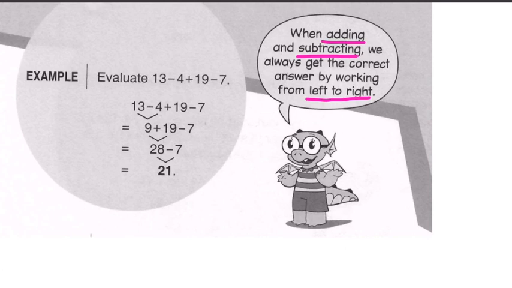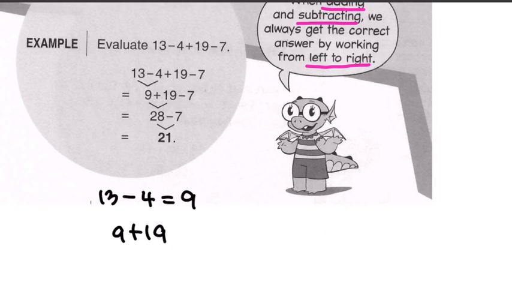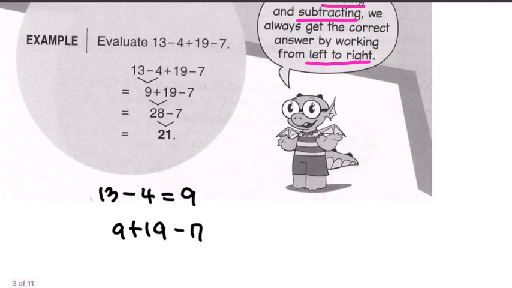So, like our friend told us, we're going to work from left to right. And so, from left to right, we're going to start by solving 13 minus 4 first. So 13 minus 4 is 9, right? And then essentially the expression that we got is 9 plus 19 minus 7. And then from there we're going to work from left to right again until we reach our final answer.